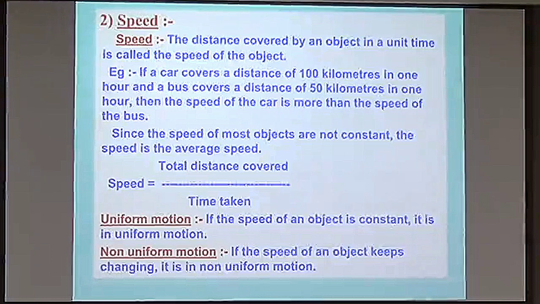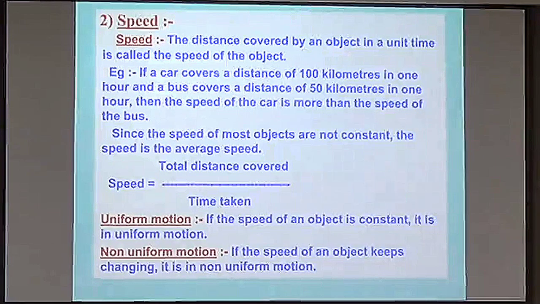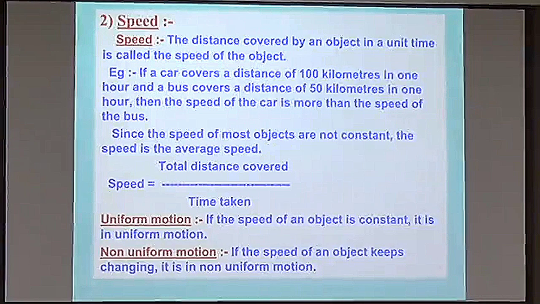Since the speed of the object is not constant, what do we have to do? It keeps on changing all the time. Like at a red light, the speed is reduced, and on the highway, the speed is constant. So the speed is changing continuously. In that case, we find the average speed of the object. And what is the average speed? Average speed is the total distance covered divided by the total time taken to cover that distance.